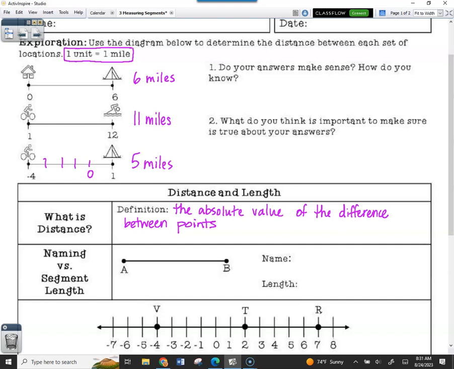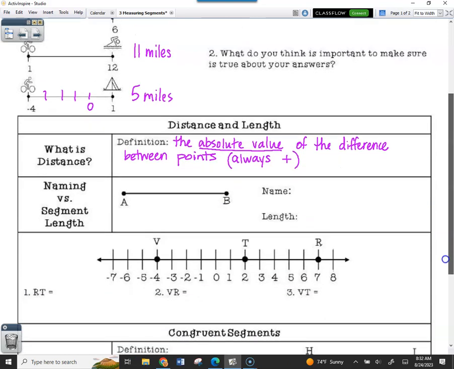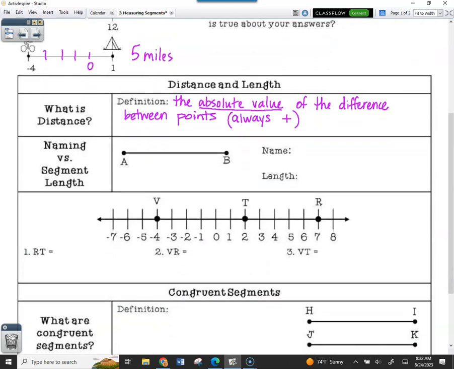When we say absolute value, I'm going to underline it because it probably intimidates you a little bit. And then I'm going to add right here in parentheses, always, and I'm drawing a plus sign, always positive. I'm proud of you for getting it.